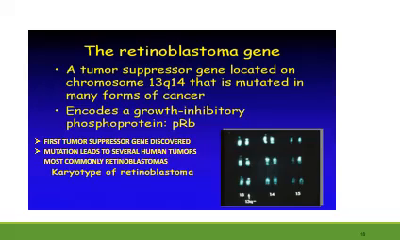What is the retinoblastoma gene? This was the first tumor suppressor gene discovered. Now the mutation can lead to several human tumors, and most commonly it is the retinoblastomas. This tumor suppressor gene is located on chromosome 13q14, and this is mutated in many forms of cancer. The product of the retinoblastoma gene, which is a growth inhibitory phosphoprotein, is known as the PRB protein.